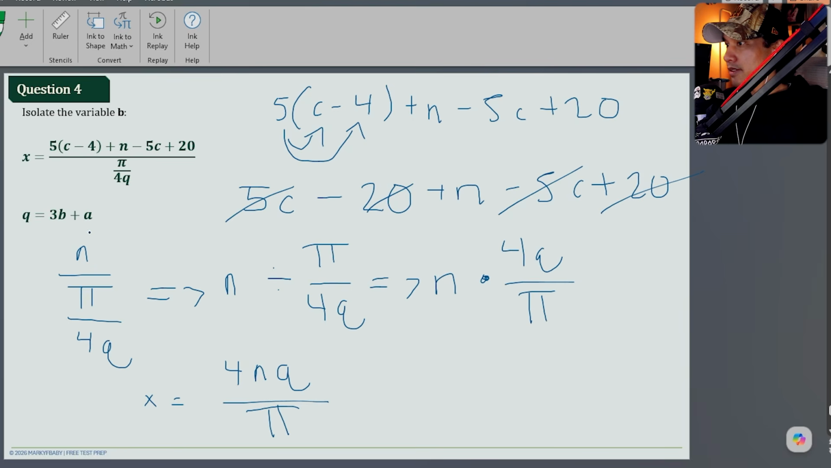We fully simplified the first equation, and this is x equals. Okay, now I could plug in this q. So I am going to put this right here, x equals 4nq over pi.